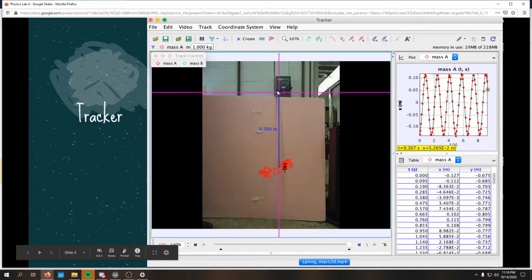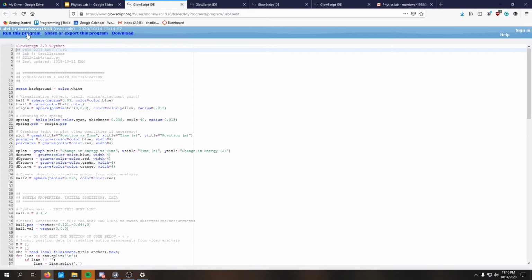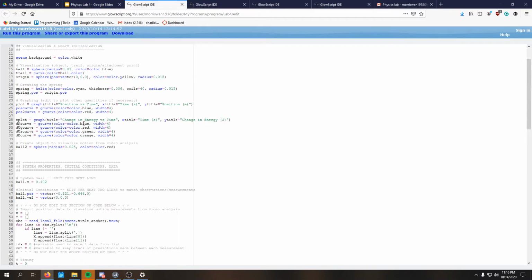So here's my video and Tracker. The axes were set with the origin at the fixed point of the spring, and the 0.7 meter calibration stick was set at the length in which just the mass was hanging dead on the spring. And so, using that information and from tracking it in Tracker, we were able to come up with a computational model using this code in GlowScript.